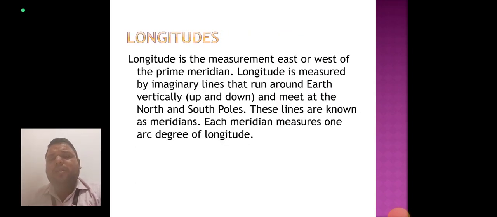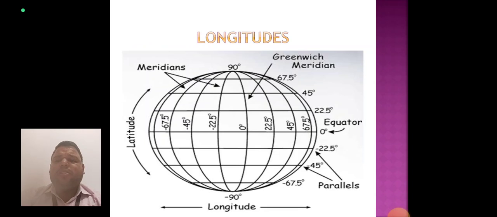Now, next is longitude. Now, longitude is the angular distance of a place on the surface of the Earth, measured in degrees east or west of the prime meridian. It is measured from the center of the Earth. This is clear from the figure.